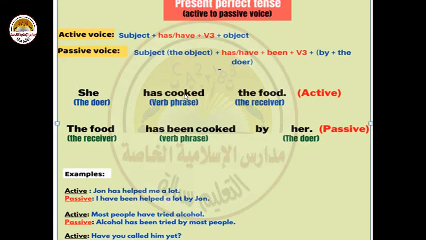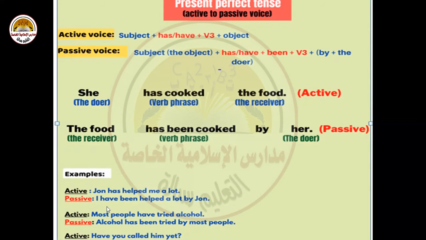This is present perfect. The active voice for present perfect is have or has plus past participle. The food is the receiver. If we want to change this active sentence to passive, notice: the food has been cooked by her. This is passive.